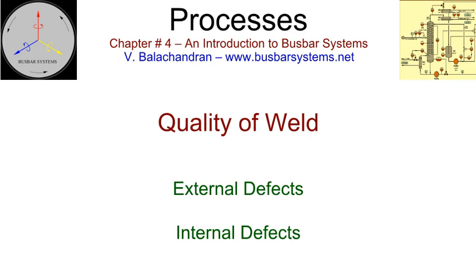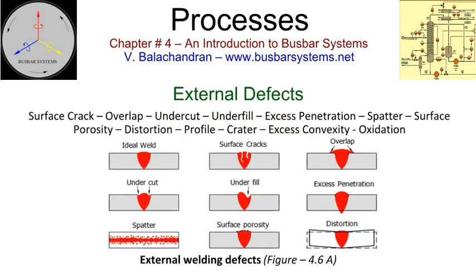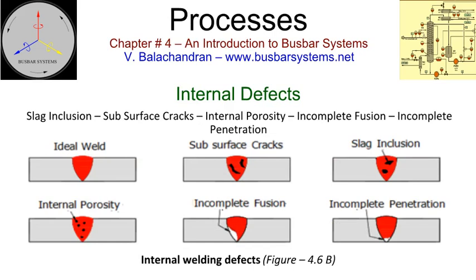Defects in welding can be classified into external and internal defects. The external defects are surface crack, overlap, undercut, underfill, excess penetration, spatter, surface porosity, distortion, profile, crater formation, excess convexity, oxidation. The internal defects are slag inclusion, subsurface cracks, internal porosity, incomplete fusion, incomplete penetration.